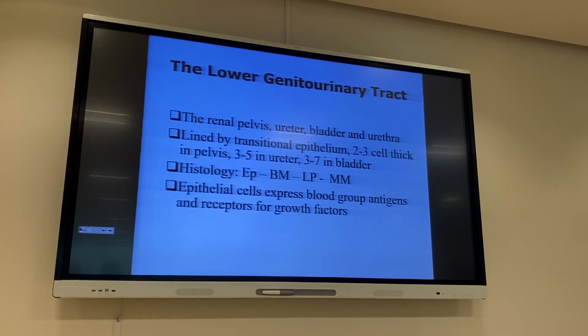It is called that way because it has a special feature of being thrown in folds. This is really a very characteristic feature of the urothelium, and that will allow it to expand when it receives the bolus of urine that is coming in, and will accommodate that incoming bolus of urine. In terms of thickness, it ranges from 2 to 3 layers in the pelvis, all the way to 3 to 7 layers in the bladder of this transitional epithelium.